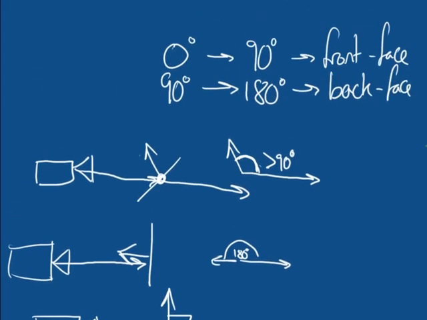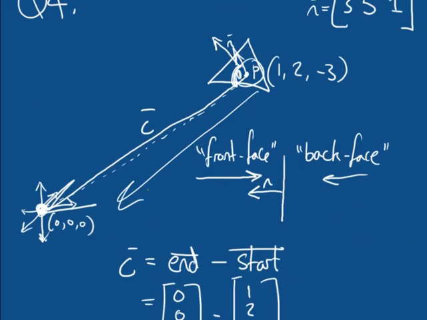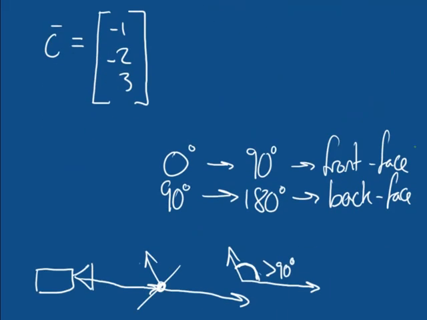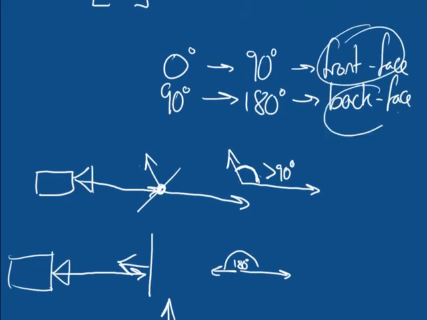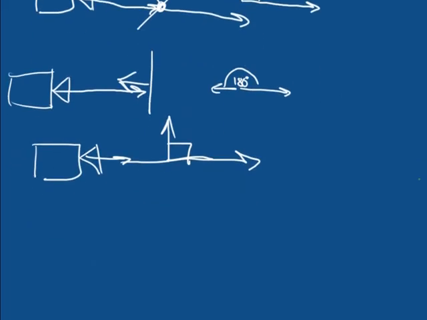So if you were to have represented that vector in the opposite direction, rather than going from the point to the camera, the angle that you get between your normal and that vector is going to be different, and the relationship between the front face and the back face is going to be different. It's going to be from 180 degrees to 90 degrees that you're looking at the front face, and from 90 degrees to 0 degrees that you're looking at the back face.